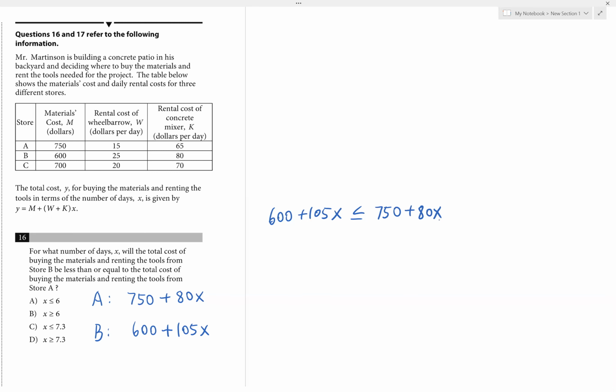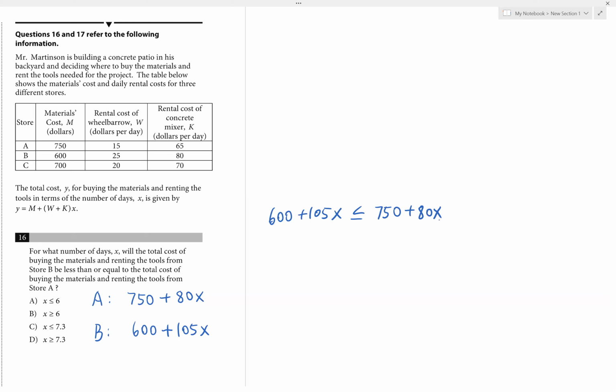And to solve an inequality, it's pretty much the same as solving an equation. The only difference is if we're multiplying or dividing by a negative number on both sides, we do have to switch the inequality. Okay, so the less than or greater than will flip. That's the only thing I have to keep in mind.